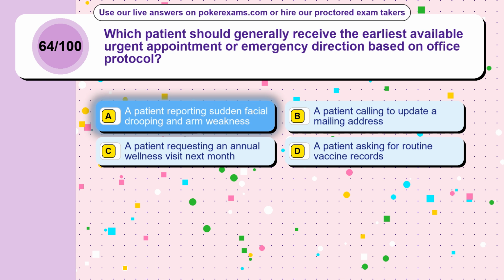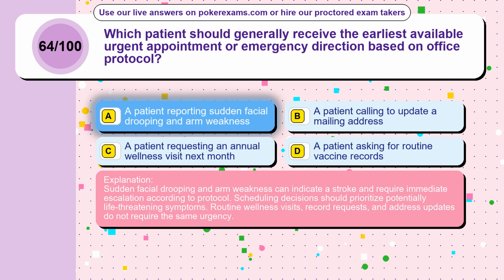The correct answer is option A, a patient reporting sudden facial drooping and arm weakness. Sudden facial drooping and arm weakness can indicate a stroke and require immediate escalation according to protocol. Scheduling decisions should prioritize potentially life-threatening symptoms. Routine wellness visits, record requests, and address updates do not require the same urgency.